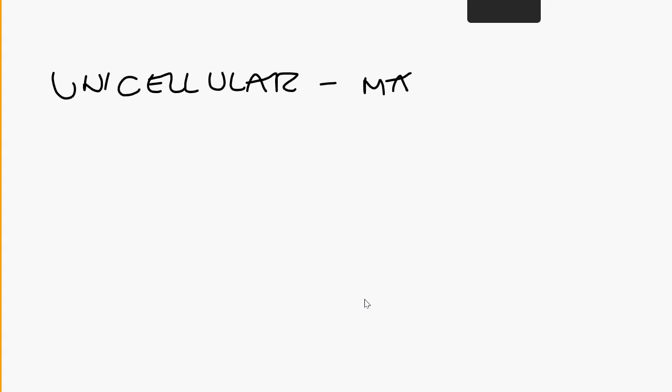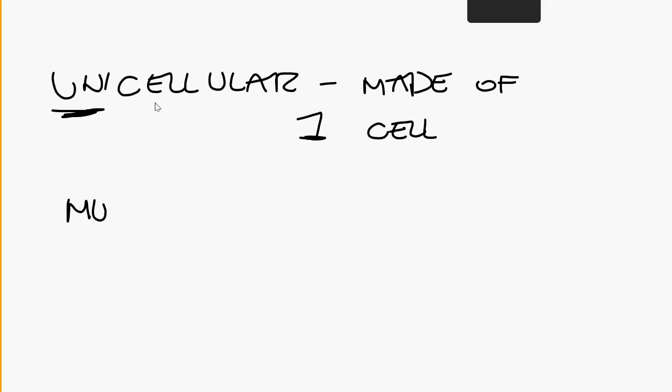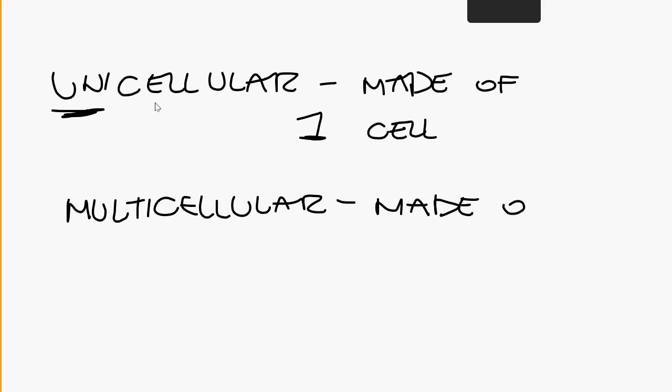Then finally, we need to talk about unicellular and multicellular. So unicellular means made of one cell. So uni means one, multicellular is made of many cells. So multi means many, uni means one.